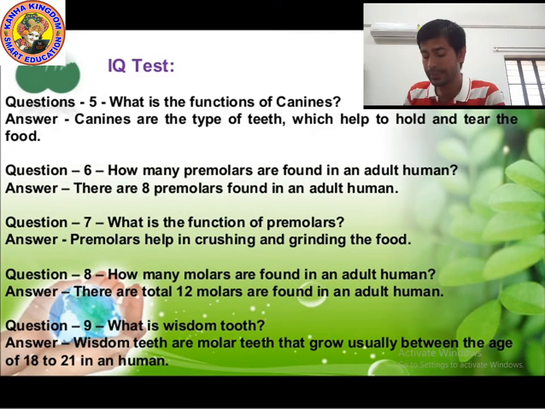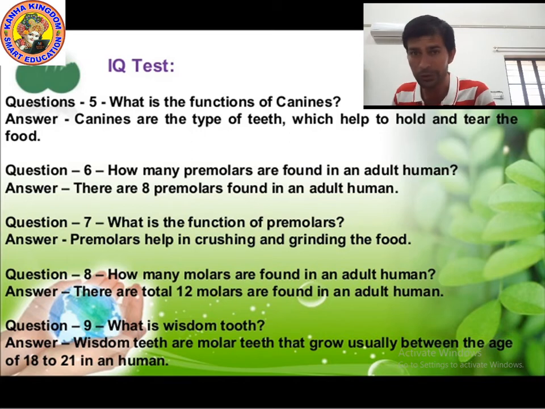Okay kids, let's see some more questions. What is the function of canine? Canines are the type of teeth which hold and tear the food, or you can say tearing and piercing. It is written in your book: tearing and piercing. Or it also holds.